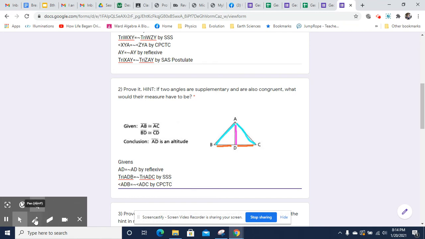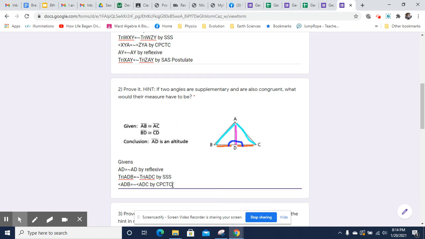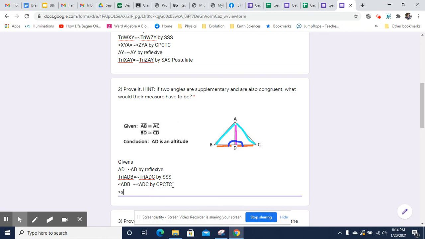Okay, so let's label those angles that are congruent. I'll pick a dark blue for that, like that. And then we can then say that angles ADB and ADC are right angles because they are both supplemental and congruent.